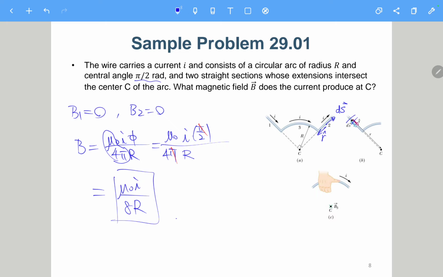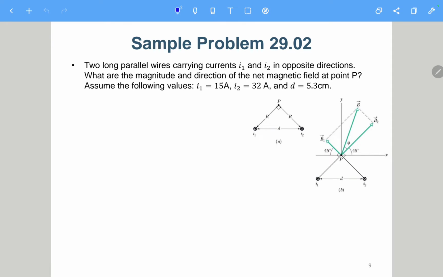Okay, so I think it is quite easy. If you don't have any question, we can move on. So we have another sample problem.